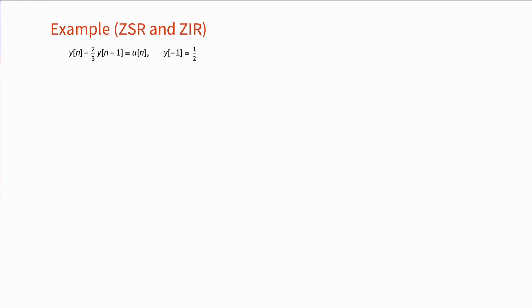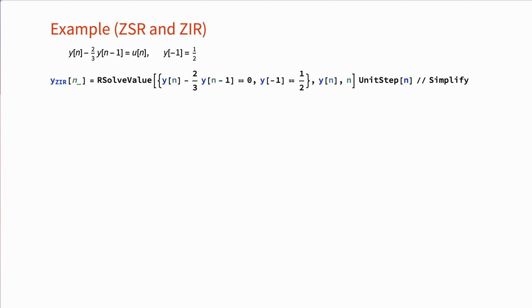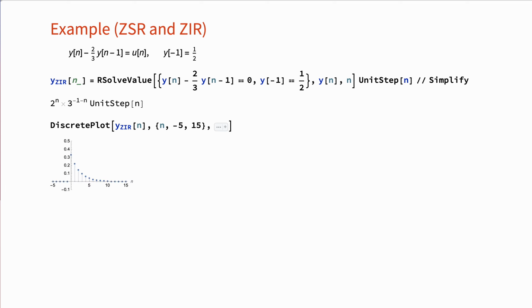Given the first order difference equation and the initial condition shown here, let's find the total response of the system and identify its two components, the zero input response and the zero state response. Solving the difference equation with Wolfram language, setting the input sequence to 0 and keeping the initial condition as is, we can find the zero input response. Plotting this response, we can see that it starts at 1/3 and decays exponentially until it reaches 0.